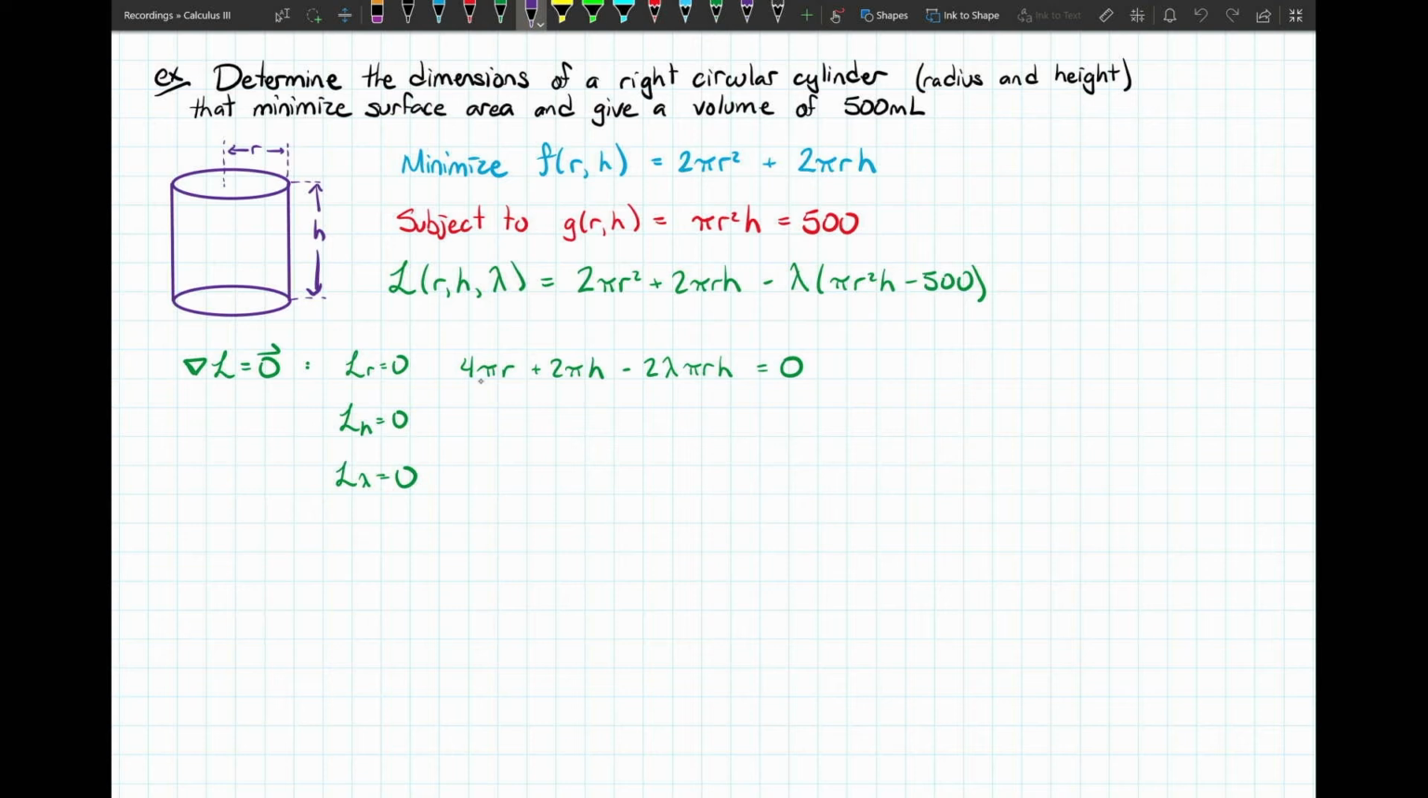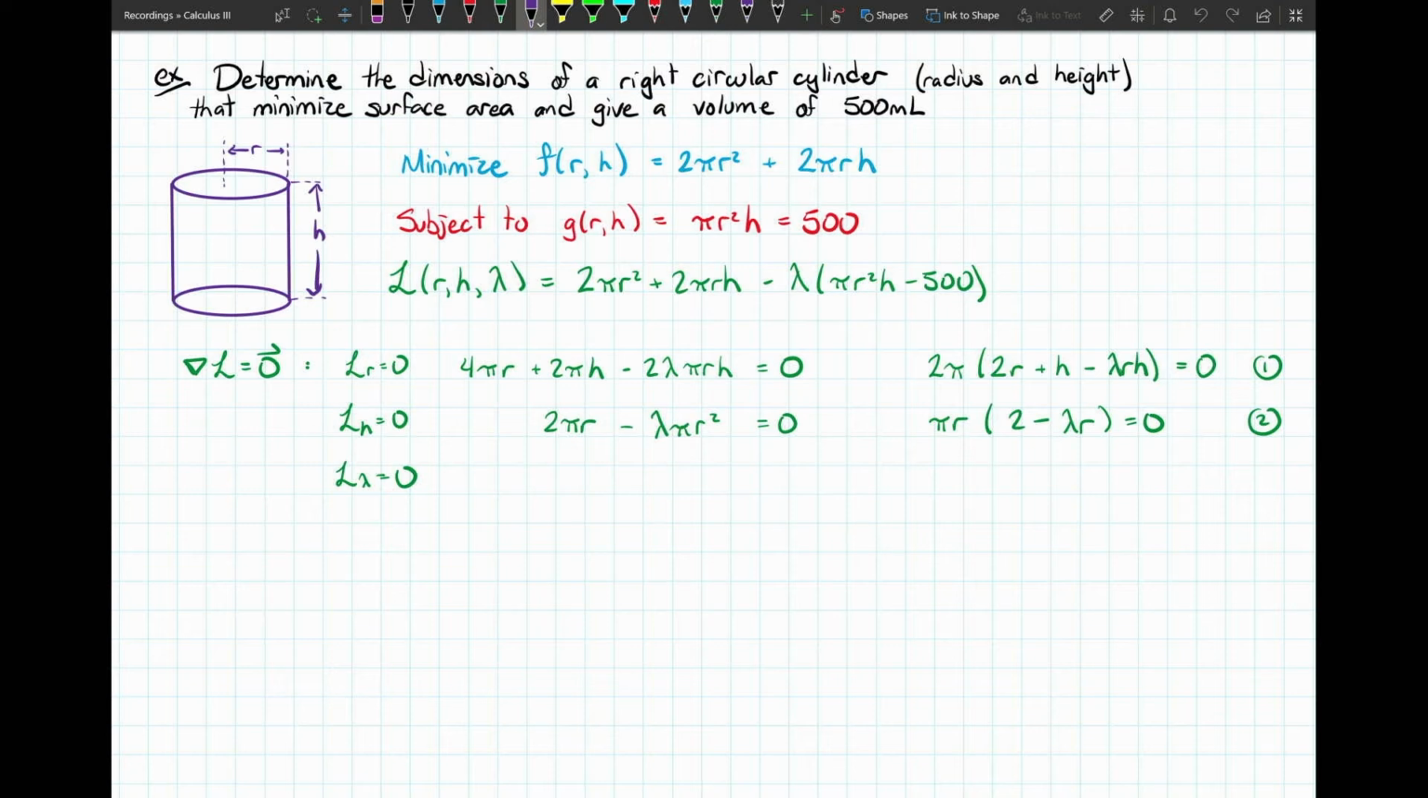Now, it's going to help us probably at some point to try to factor this, and maybe right off the bat we could try to factor a common 2 pi out of that whole left-hand side. Our second equation will be the partial derivative of the Lagrangian with respect to h, and we'll set that equal to 0. That is 2 pi r minus lambda pi r squared. And that's an easier one to work with probably. Let's factor that right away as well. We have a common factor of pi r, and that leaves us with 2 minus lambda r.